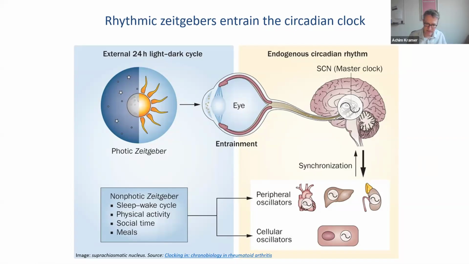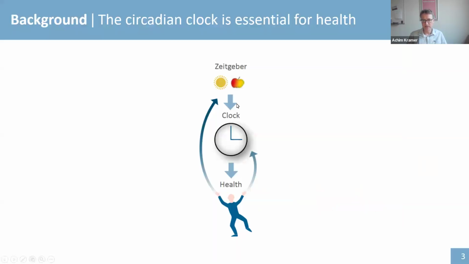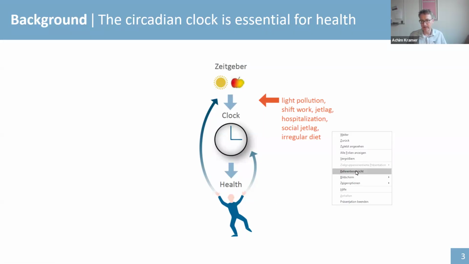It has been, in recent years, increasingly obvious that also this synchronization of our clock to zeitgebers, and the light-dark cycle is the most prominent zeitgeber. Food plays also a role, being a zeitgeber. This is important for health. So a well-synchronized high-amplitude clock is good for health. However, as you know, we live in a 24-hour society with a lot of challenges for our clock. This includes shift work, light pollution, jet lag.